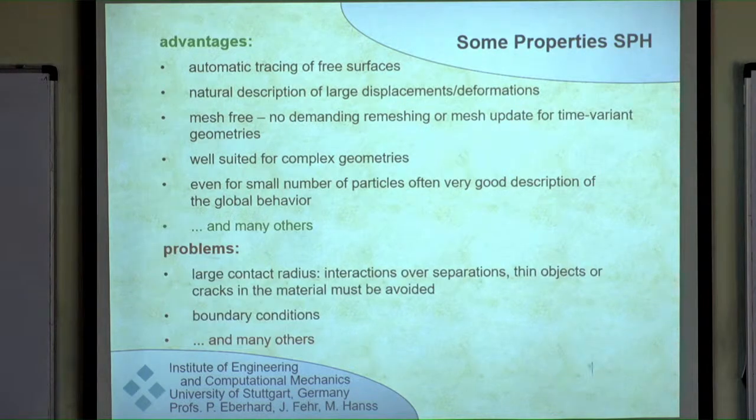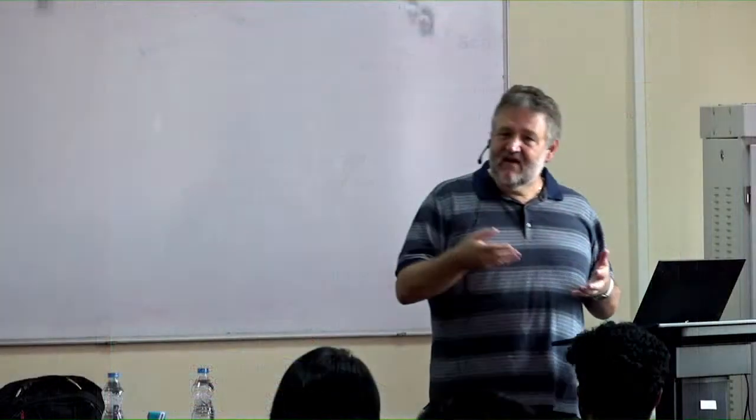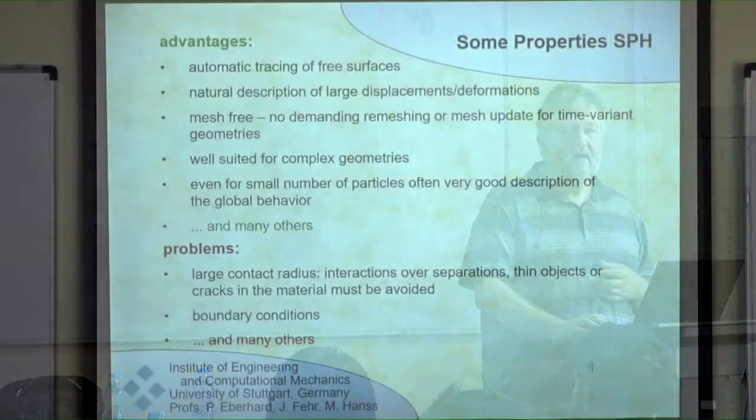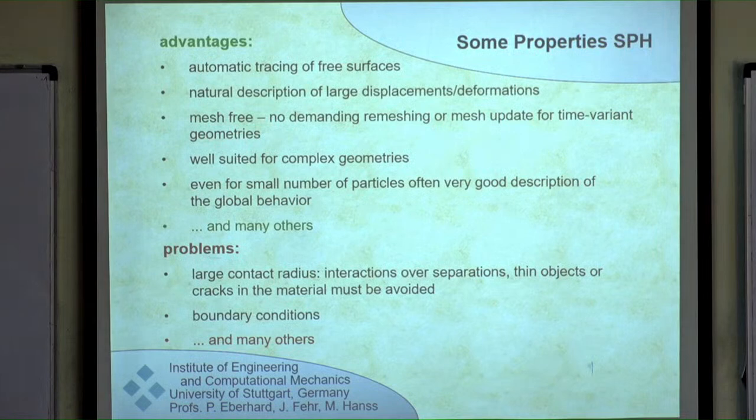For example, there are stability problems. The boundary conditions are a serious problem. Boundary conditions in CFD and finite elements are trivial. Everybody can do it. With meshless methods, boundary conditions are critical. And so when you think about applying a new method, always consider what do I need, what are the advantages, what are the disadvantages, and then select a good method. But before, think about it.